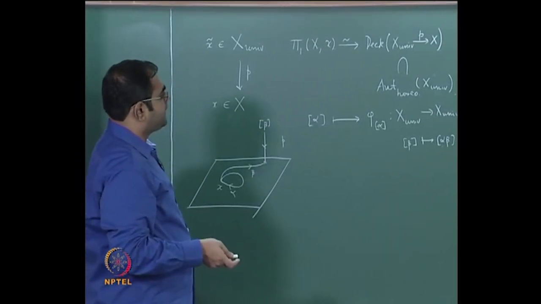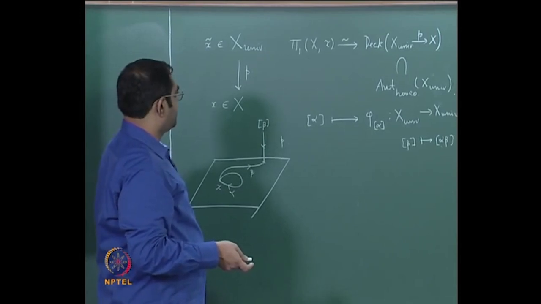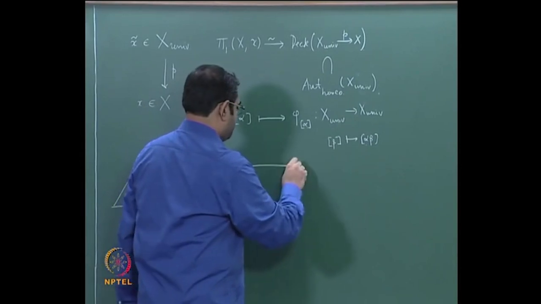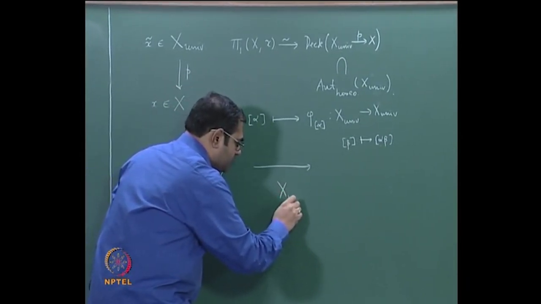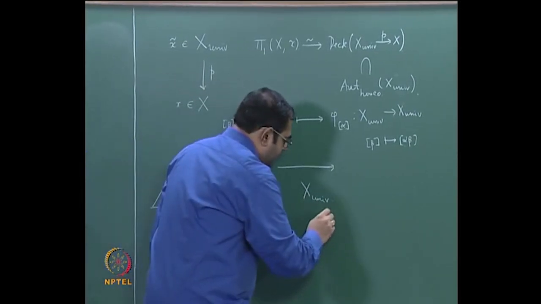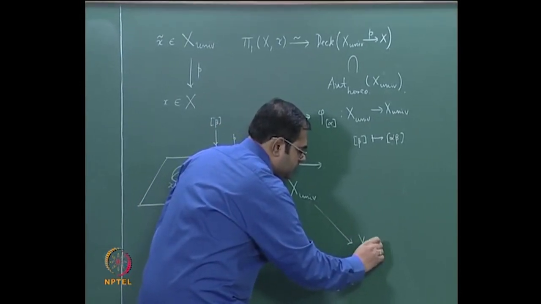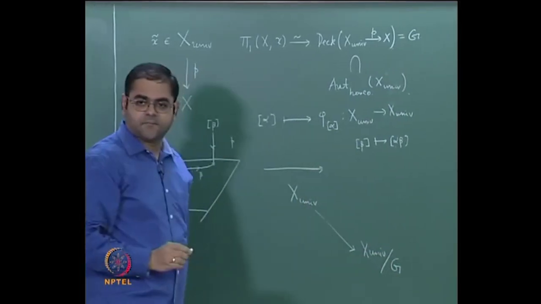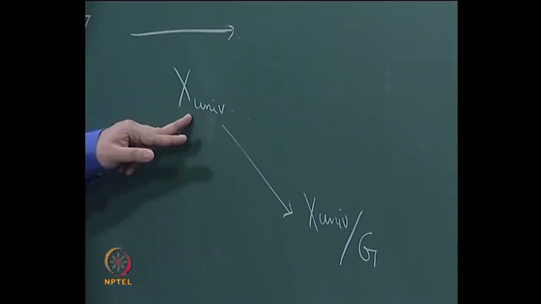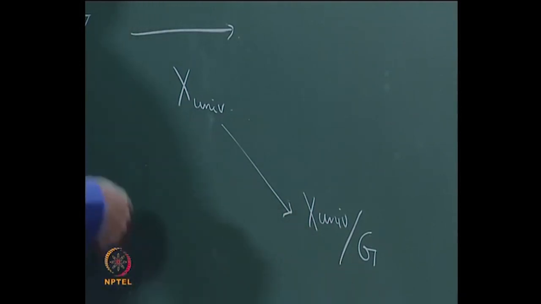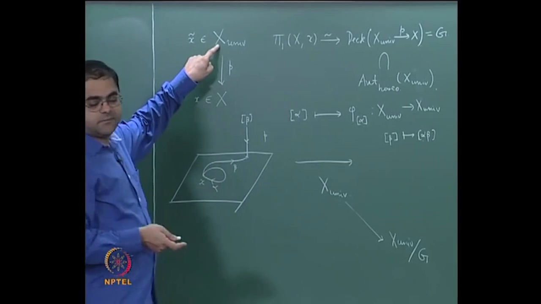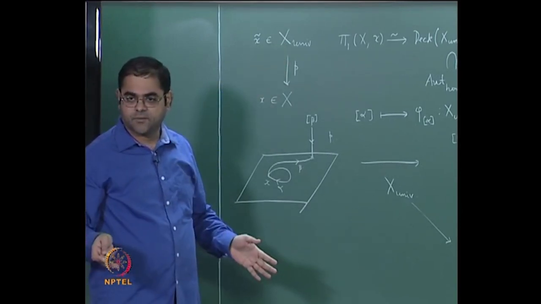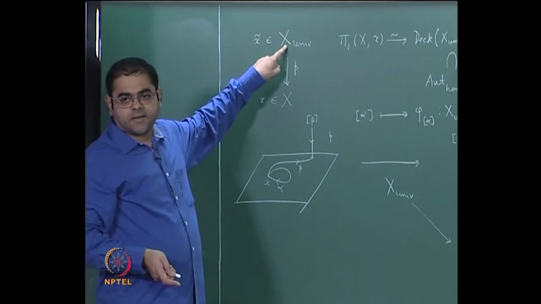Now what I want to tell you is that I want to give a converse to this in the following sense. Suppose I start with this universal covering, and I look at the universal covering mod the deck transformation group, let me call this G. So what does this notation mean? G is a group, and it acts on this topological space, the universal covering, and therefore this space is broken down into orbits. So you have an equivalence relation on X sub univ.